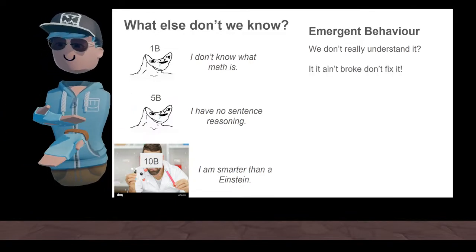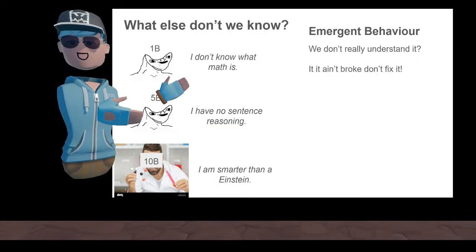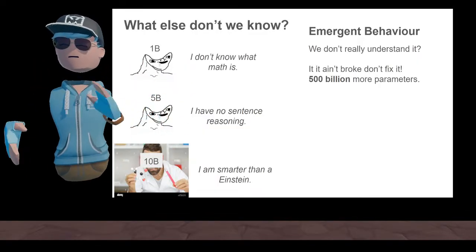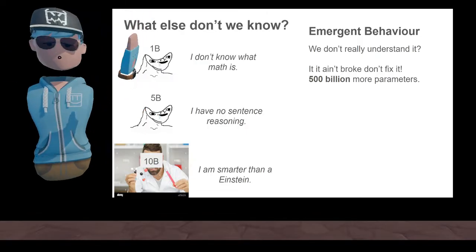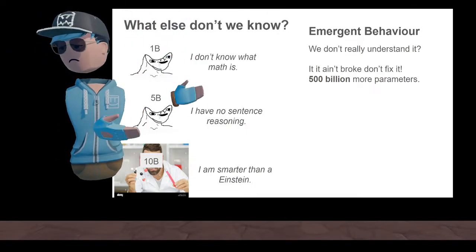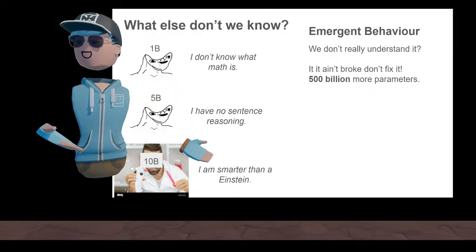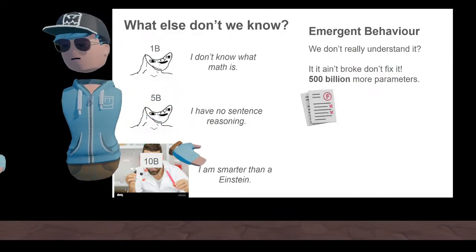But hey, if adding more parameters is making it do better, 500 billion more parameters, 2 trillion more parameters, and it does better. Maybe, hopefully, we'll get the secret to life. That's emergent behavior.